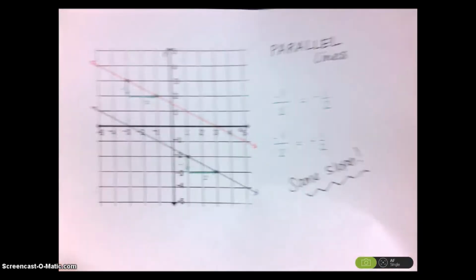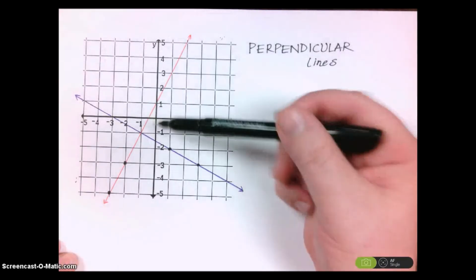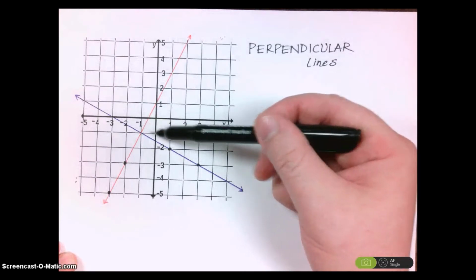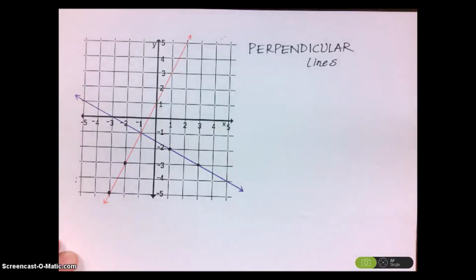Now when we look at perpendicular lines, it's a little different. I said that perpendicular lines meet at 90 degrees. And as good as my eyes are, I may not be able to tell that this is meeting exactly at 90 degrees. So in order to figure out if that's true, I'm going to have to look at the slopes and determine if each slope is actually a negative reciprocal of the other one.